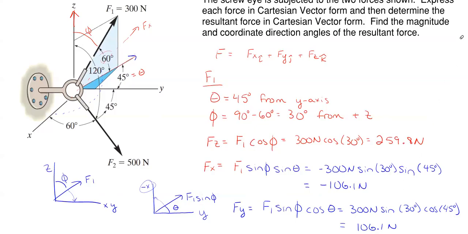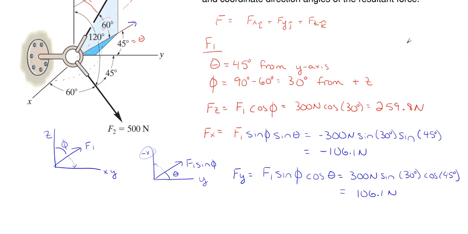So that's why I have a positive 106. All right, so to complete the first portion, which says the Cartesian vector for each force, if we were to plug in the Cartesian vector for F1, it would look like this. F1 is equal to my Fx, which is minus 106.1 newtons i hat, plus Fy, which is 106.1 newtons j hat, and then plus my Fz, which is 259.8 newtons, and that'd be my k hat direction. And that'd be my Cartesian vector for F1.